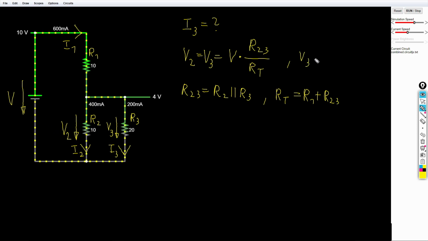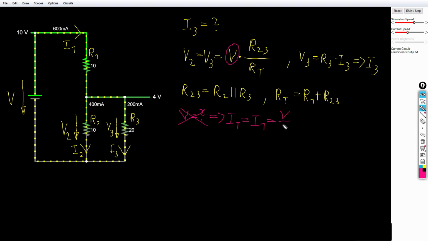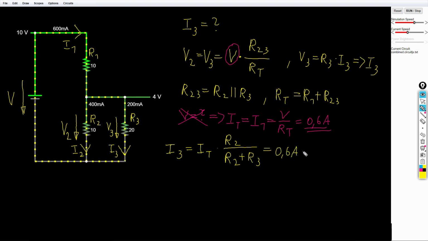Finally, we could apply Ohm's law and get I3. Again, this whole calculation is dependent on the input voltage. What if we would not have the input voltage? Instead, we would have the input current of 0.6 amp. Then we could immediately apply the current divider rule and say I3 equals input current times resistance of the opposite branch, that is R2, over the sum of both, and that is R2 plus R3. We would not even care about R1. So I3 equals 0.2 amp or 200 milliamp as in the simulation.